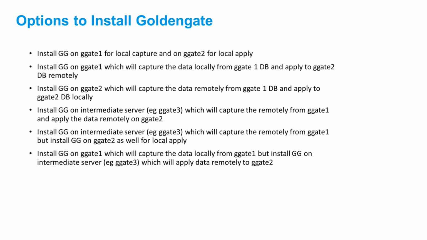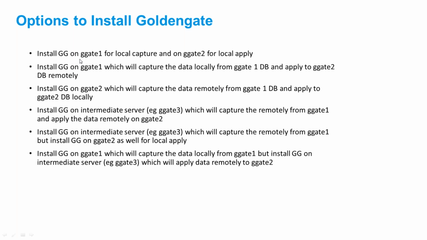One is source and another one is target. So what are the possible options? If I call one server ggate1 and another server ggate2, that will solve our purpose. So ggate1 will act as source and ggate2 will act as target.